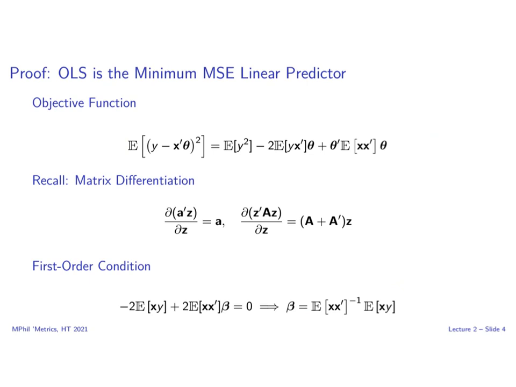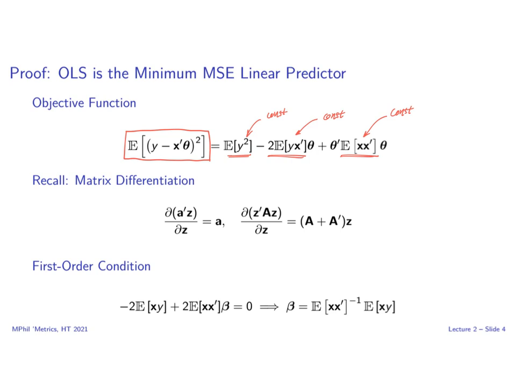And now we quickly review a proof with which you should be familiar, namely that OLS provides the minimum mean squared error linear predictor. Writing down the familiar objective function and expanding, we obtain the following, noting that the expected value of y squared is a constant, so is 2 times the expected value of y x prime, and so is the expected value of x x prime. Each of these are constants with respect to our optimization problem, which is over theta.